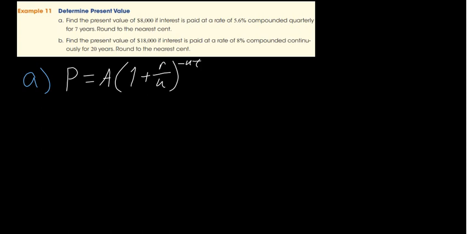Okay. So similar to how we solved these problems before, let's go ahead and denote what goes where. First of all, it says find the present value of an $8,000. So $8,000 is going to be my A. Interest paid at a rate, so my rate is going to be, this is definitely going to be a two-pager. My rate's going to be 5.6%, so it's going to be 0.056.